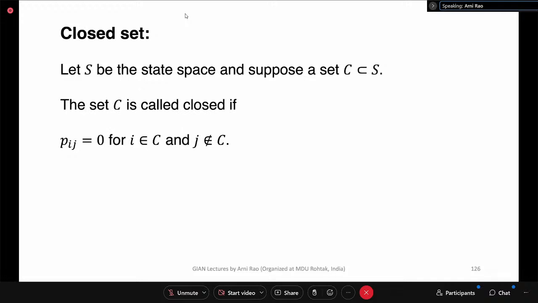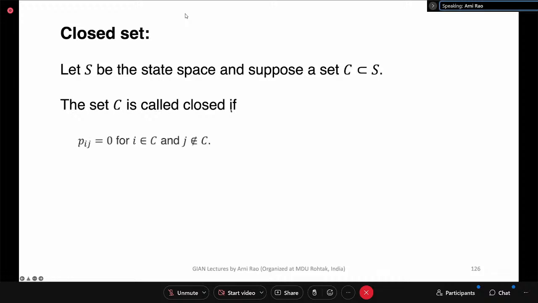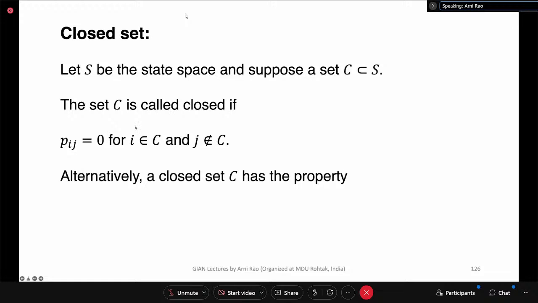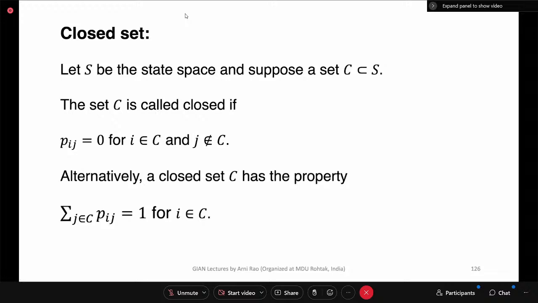So let S be the state space, and suppose C is a subset of S. You take any small subset which is a proper subset of S. Then C is called closed if Pij equals 0, that means the transition probability from state i reaching j is 0, for i belonging to the set C and j not belonging to C. Example, let me write it out here only.